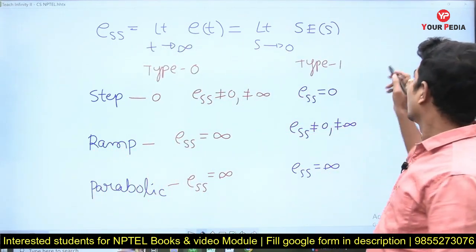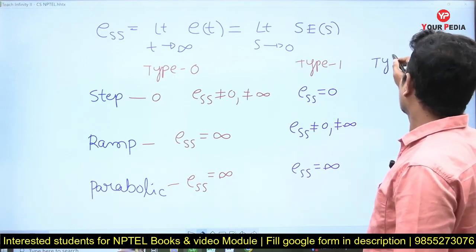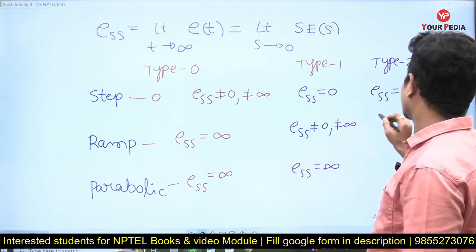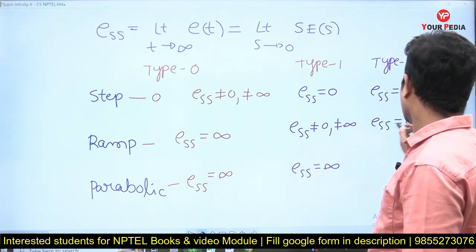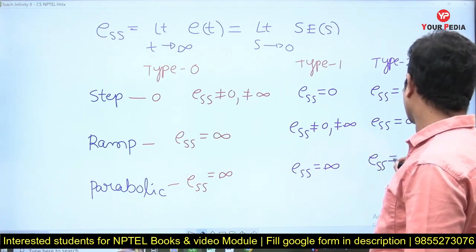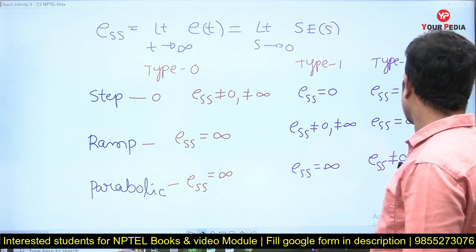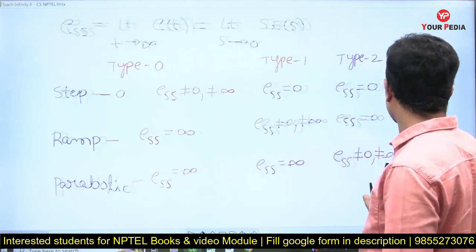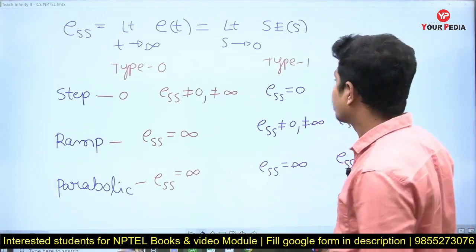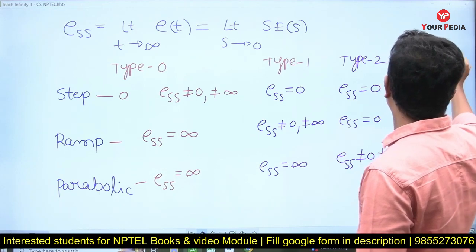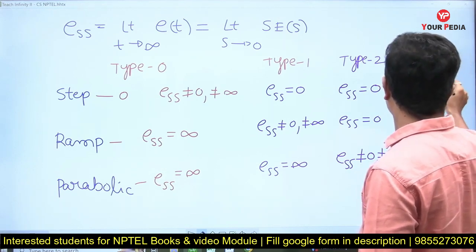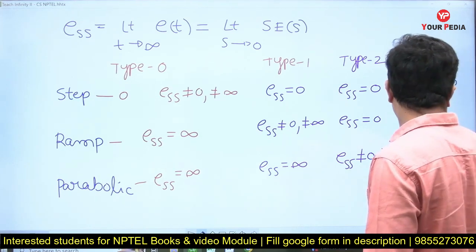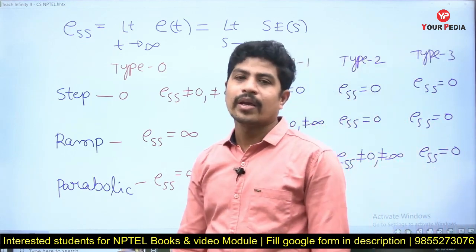Same analysis only. Now if I take type 2 system, for this one, with step input steady state error is 0, for ramp input steady state error is 0, for parabolic input some finite steady state error which is neither 0 nor infinity. Now let me take type 3 system. Steady state error for step input 0, for ramp input 0, for parabolic input is also 0.